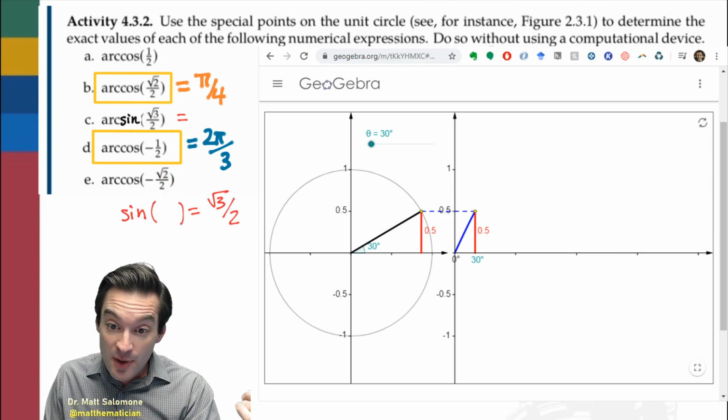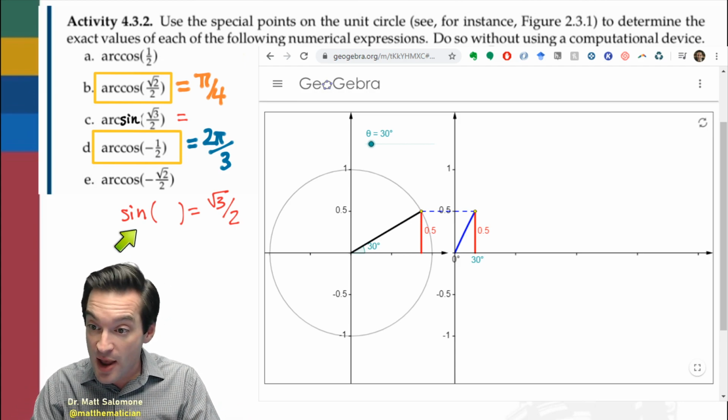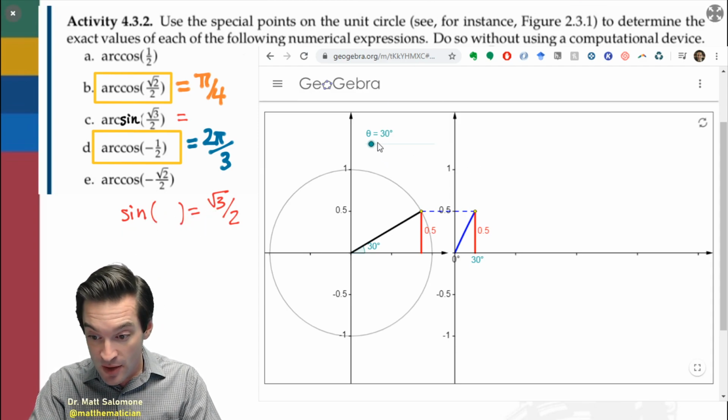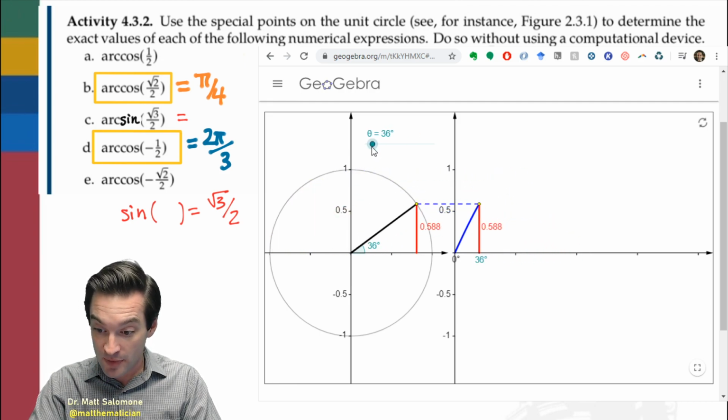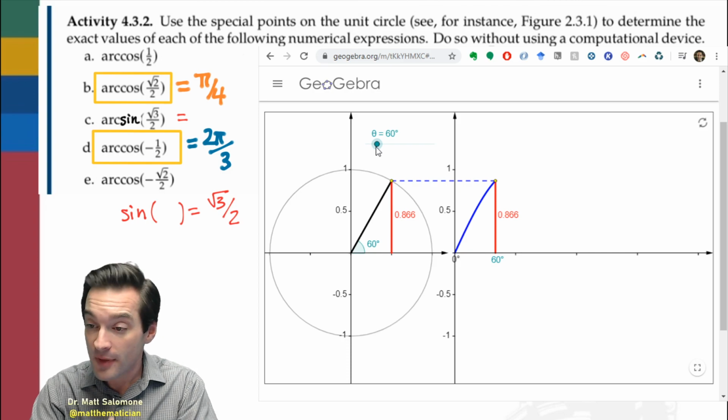So for this, I'm going to be looking on my unit circle for a point whose sine, remember sine is the vertical coordinate of the unit circle, I want the vertical coordinate to be the square root of 3 over 2, which is about 0.866. So I'm just going to move my angle around here until I get something that has a vertical coordinate of 0.866. Oh, there it is, right?